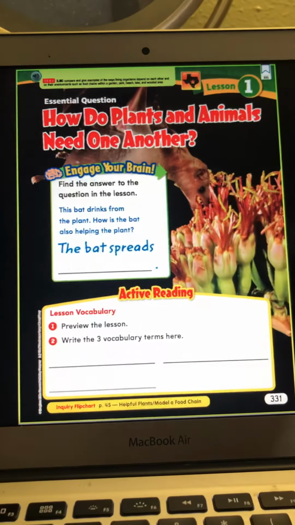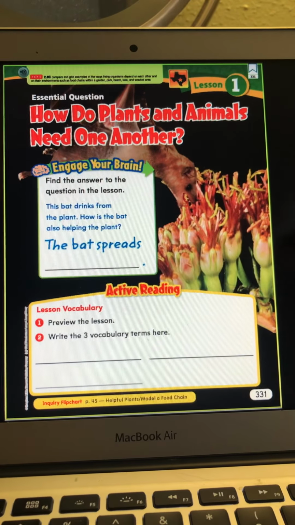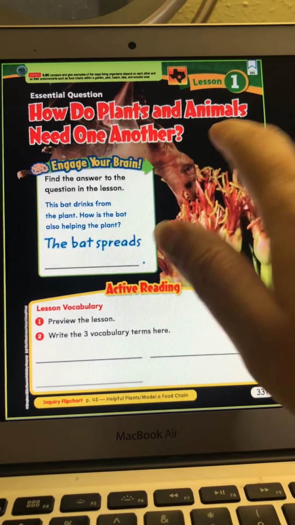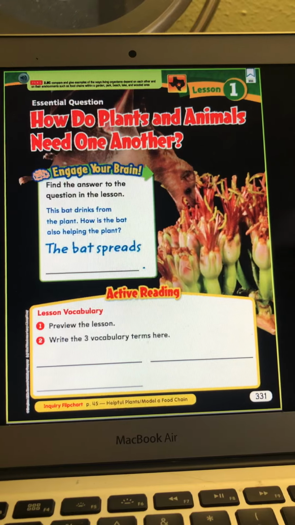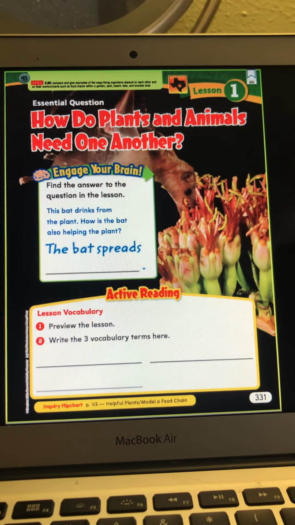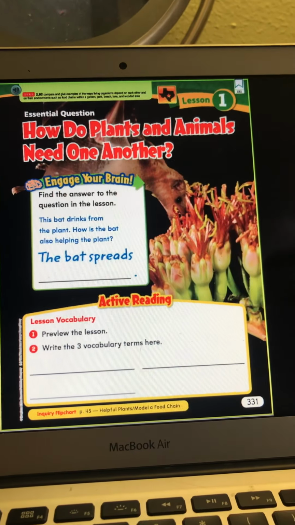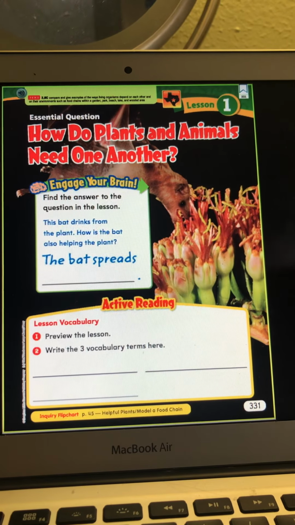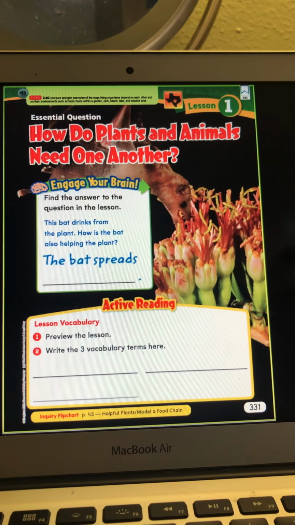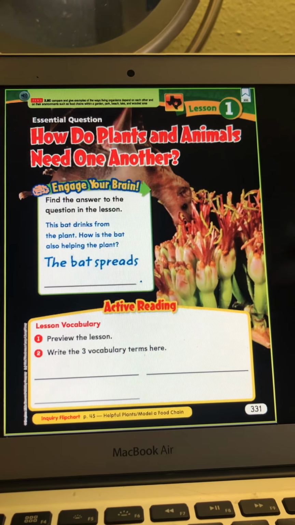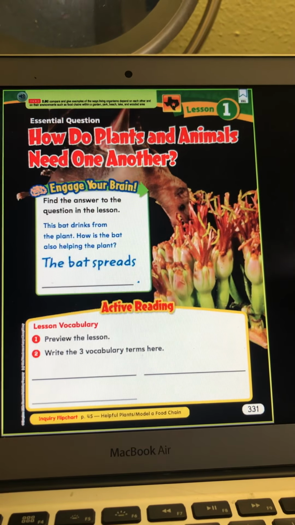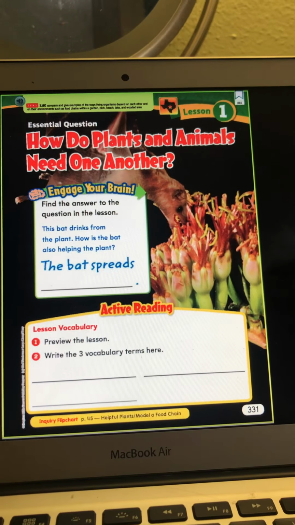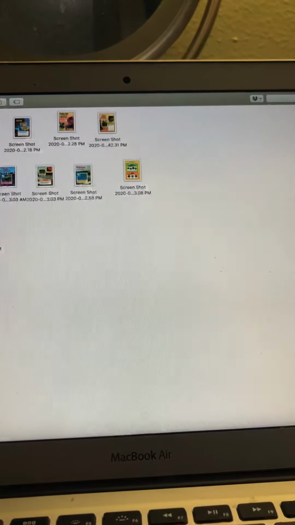Now we know that this text is nonfiction, and we see photographs here. So we're going to be looking and thinking about what this is mostly about. If we look at the title, that can help us determine what that is mostly about, and we know that it's going to be about how plants and animals need one another. Our question here at the beginning of a text always helps me to think about what the text will be about.